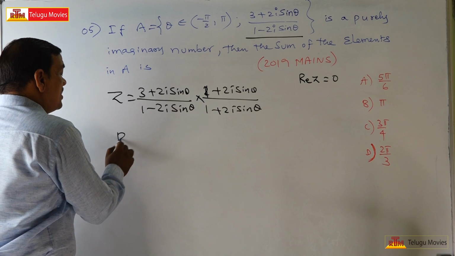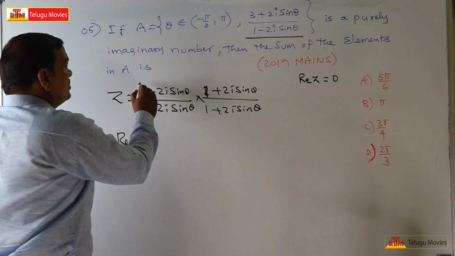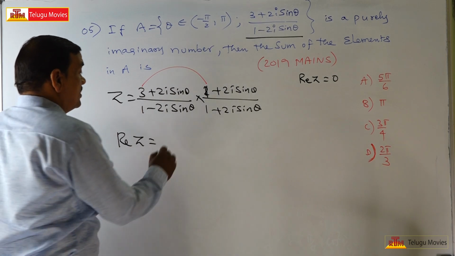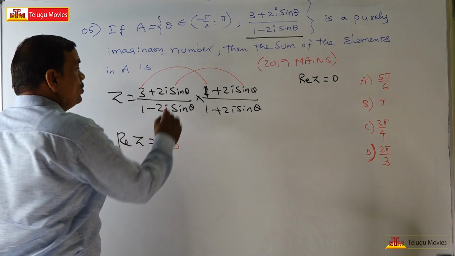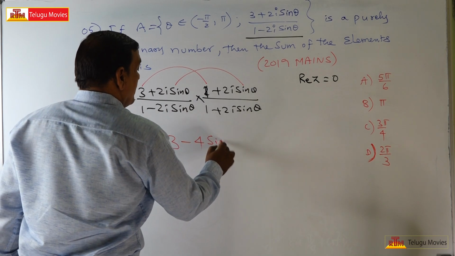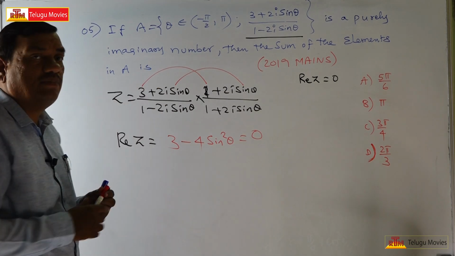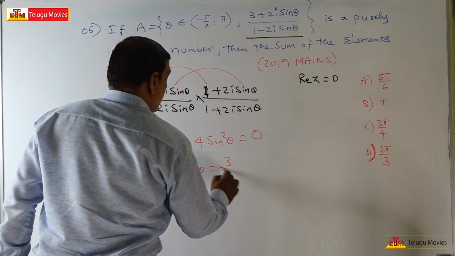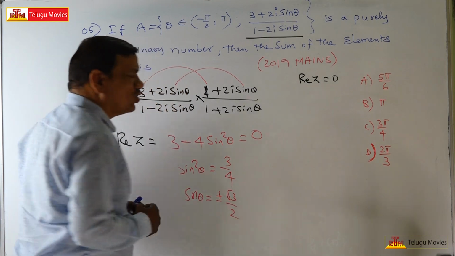Now, to find the real part of z, as I already told in the previous problem, the 3 is a real part and here also 1 is the real part. So we multiply: 3 minus, 2i into 2i gives minus 4 sin square theta, and this is equal to 0. Enough, don't do the complete problem. So sin square theta is equal to 3 by 4, sin theta is equal to plus or minus root 3 by 2. Don't go for general solutions.